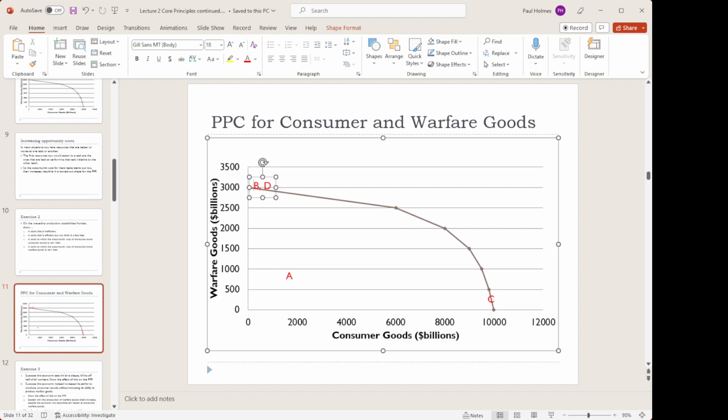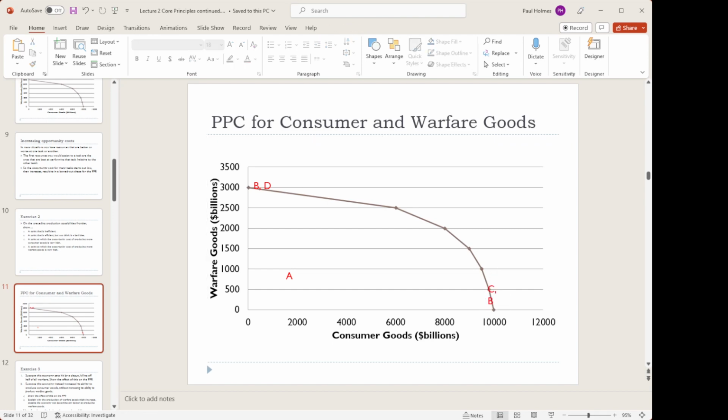And so B, I'd be comfortable up here, where we've got all warfare goods, no consumer goods. But B could equally well go down here. That would be just fine too, where we've got all consumer goods and no warfare goods. At either of those points, we're giving up a lot to produce those last few bits of warfare or consumer goods. Then finally, we had to remember which way around C and D went.